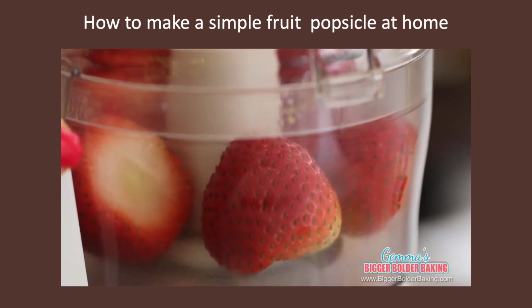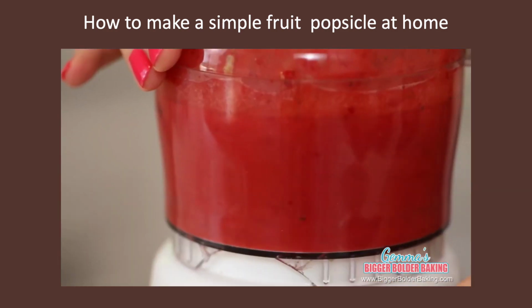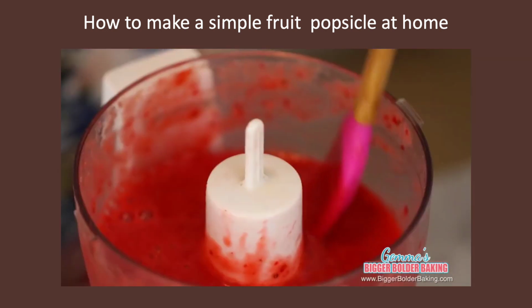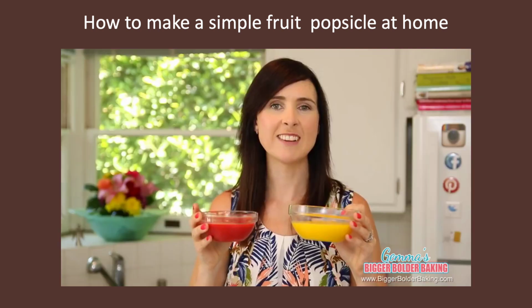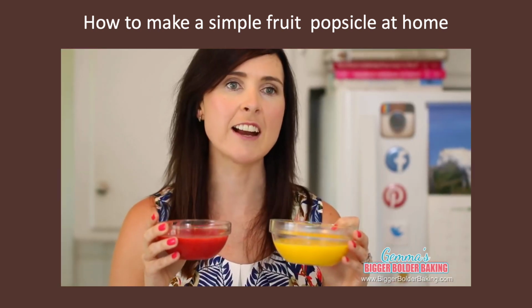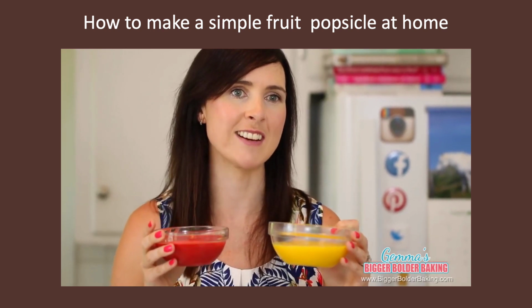machine and puree our strawberries. And as you can see, it just takes a few seconds to get this lovely strawberry puree. Nice and fine, this is going to make a great popsicle. Now that we have our two purees, these are the only ingredients that we need to make our fruit pops. We don't have to add any sugar because there's lovely natural sugar already in this fruit.